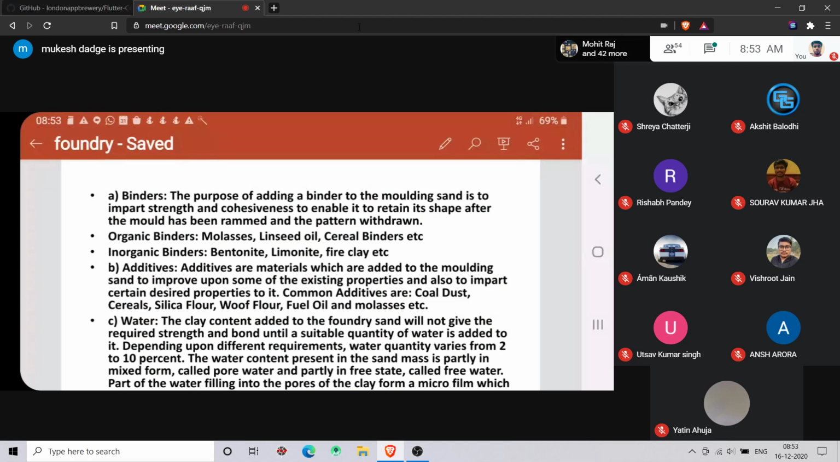So additives will be there. Additives are basically used to increase the properties of the molding sand.